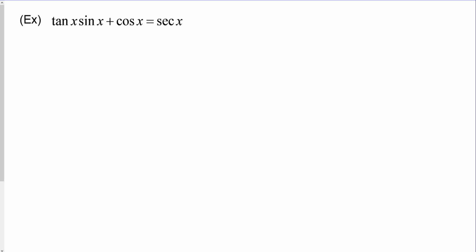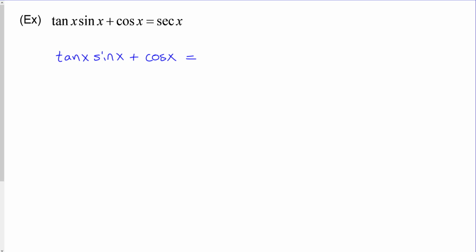So let's work with some problems, starting with tangent x sine x plus cosine x is equal to secant x. To tell you again, you're never going to get one that doesn't work. So just pick the most complex side of the equation and get started on it and see what happens. I'm going to begin with the left-hand side: tangent x sine x plus cosine x.